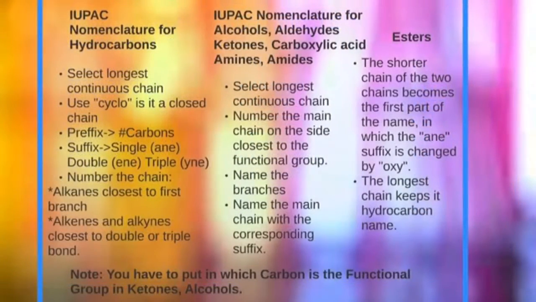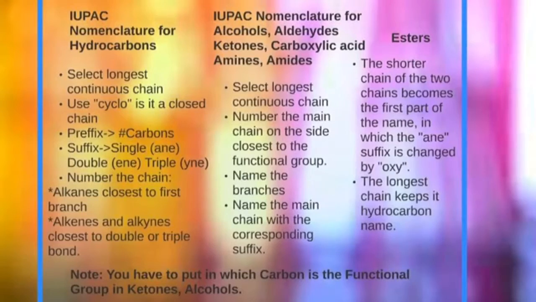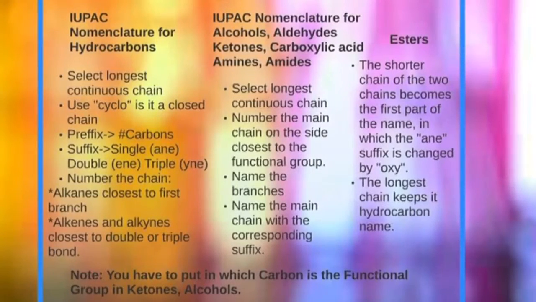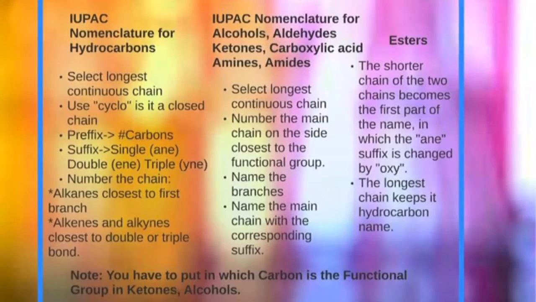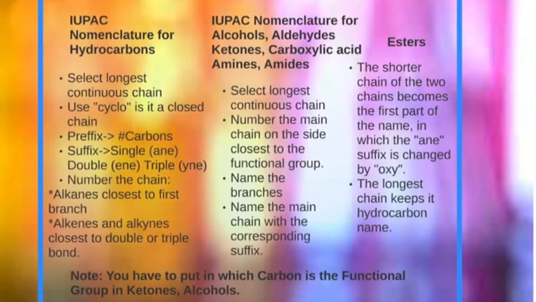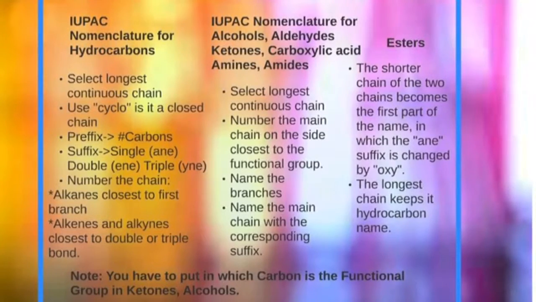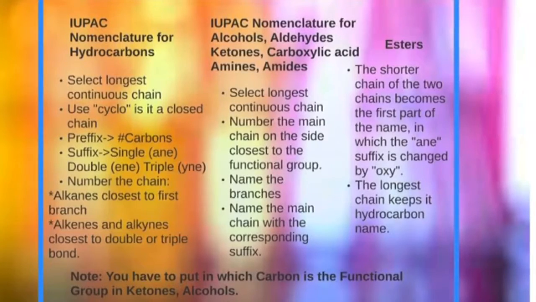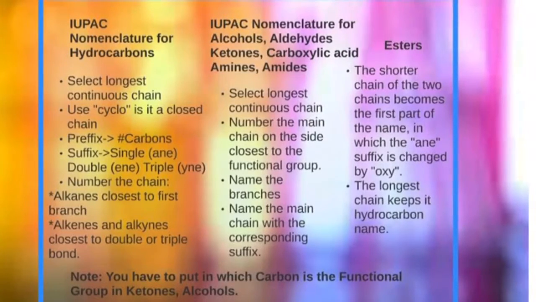IUPAC nomenclature for alcohols, aldehydes, ketones, carboxylic acids, amines, and amides. The first step is to select the longest continuous chain. Then, number the main chain on the side closest to the functional group. Then, name the branches. And at the end, name the main chain with the corresponding suffix. You have to put in which carbon is the functional group in ketones and alcohols.